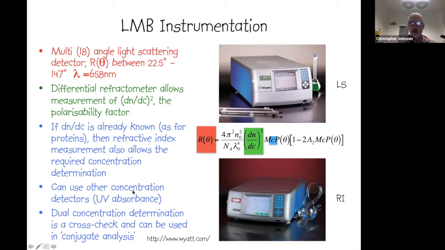We can also use other types of concentration detector, classically UV absorbance, say at 280 nanometers for proteins. And when you combine these two measures of concentration using dual concentration methods, it can act both as a cross-check to confirm that you're getting the same molar mass by either concentration source, or also in more sophisticated types of analysis known as conjugate methods. And I'll describe those briefly in a moment.